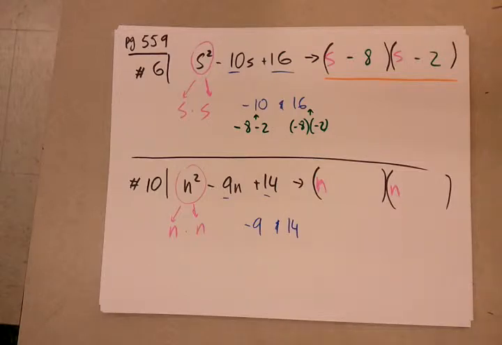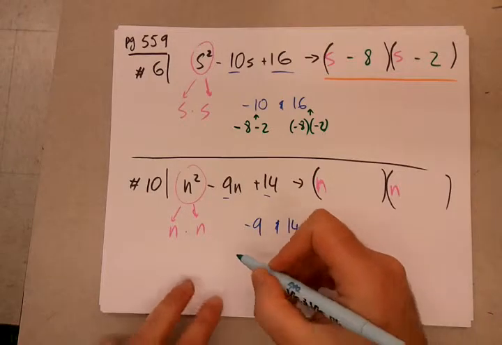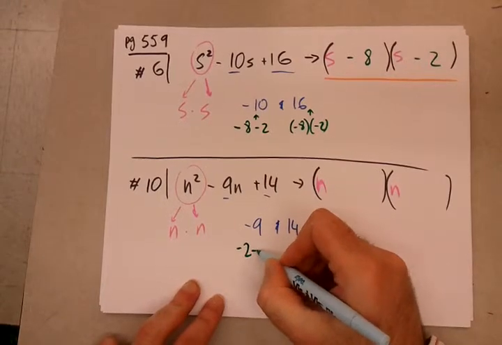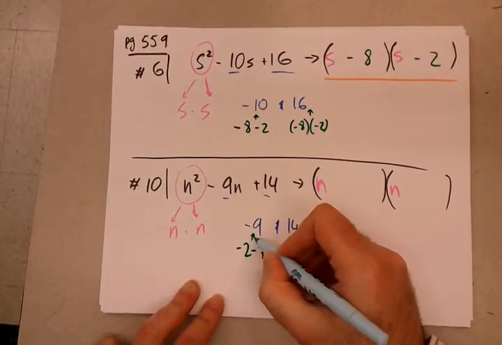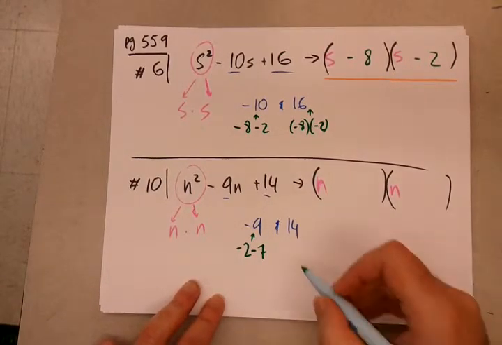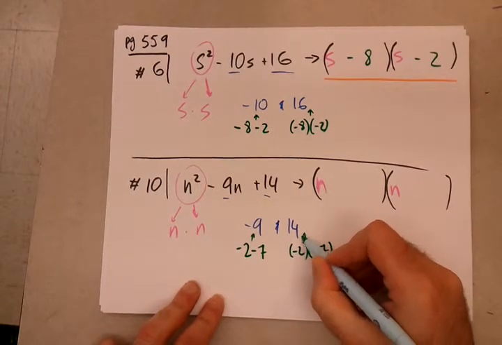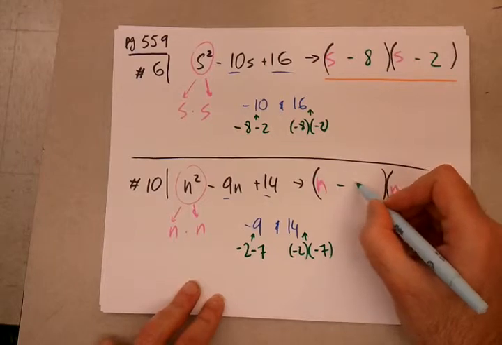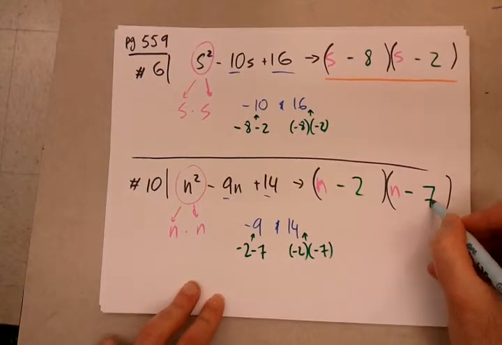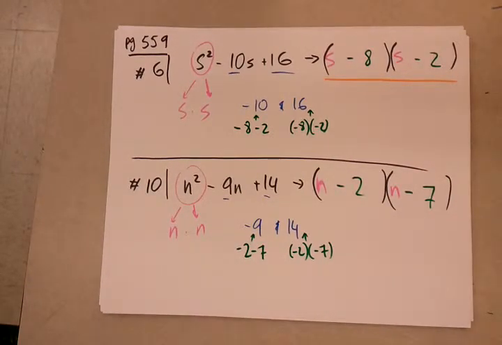2 times 7, can I get a 9 out of a 2 and a 7? Sure I can, but since it's a negative 9, both the 2 and the 7 have to be negative, so negative 2 minus 7 will add up to that, and negative 2 times a negative 7 will multiply to that. So those should be my two numbers. The order doesn't really matter. And that's it. That was pretty easy.